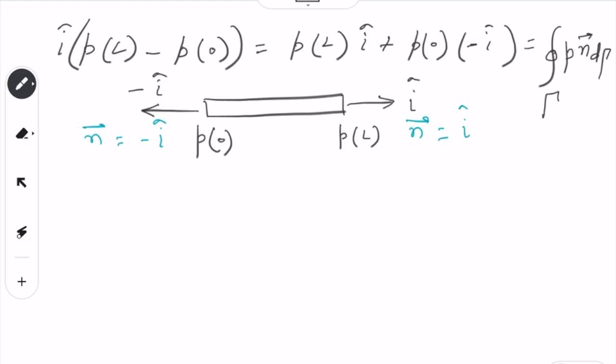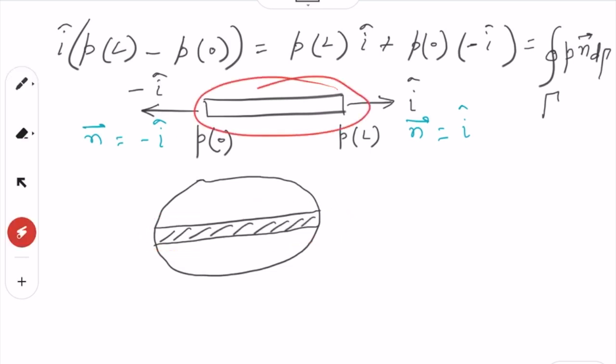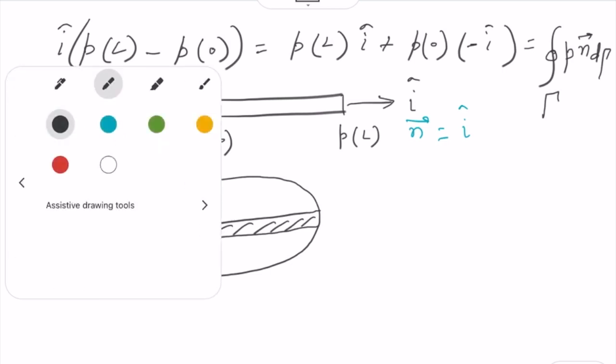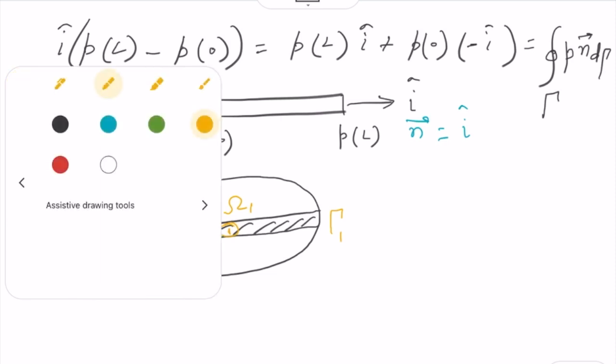Okay, similarly if you want to, you can extend that to 2D. In 2D you can assume that 2D is like this one. Now you can have one strip here, right. Just think about one strip. This one strip will look something like this. So for this one we can say this is omega 1, and we can say this one is gamma 1. So we are talking about the number 1 strip.